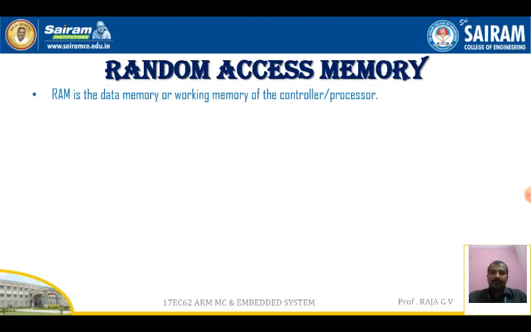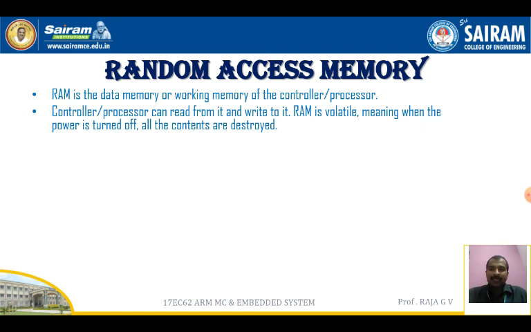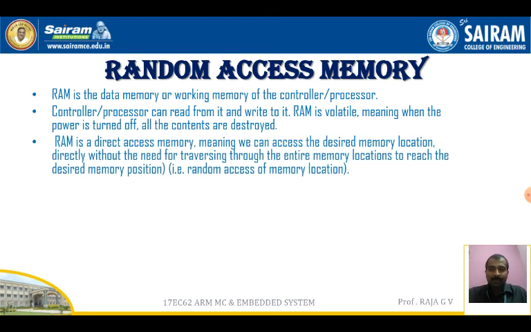Random access memory is the data memory or working memory of the controller or processor. Sometimes it is called the main memory. In operating systems we say that main memory is nothing but random access memory. And the controller or processor can read data from it and write data into it. RAM is volatile in nature, meaning when the power is turned off, all the contents are destroyed. RAM is a direct access memory, meaning we can access the desired memory location directly without traversing through the entire memory to reach the desired memory position.